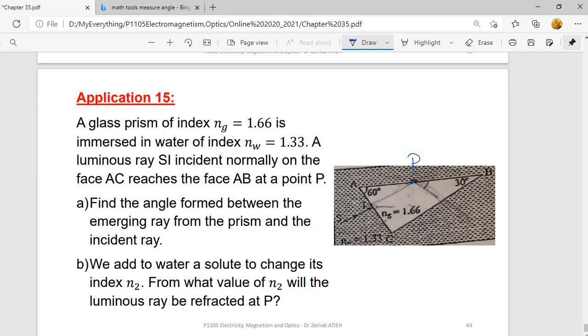He is asking me to find the angle of deviation. So first I have to find the emergent ray, then we start in order. Let's start.